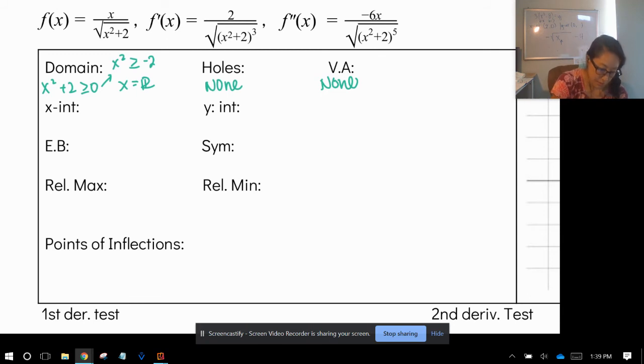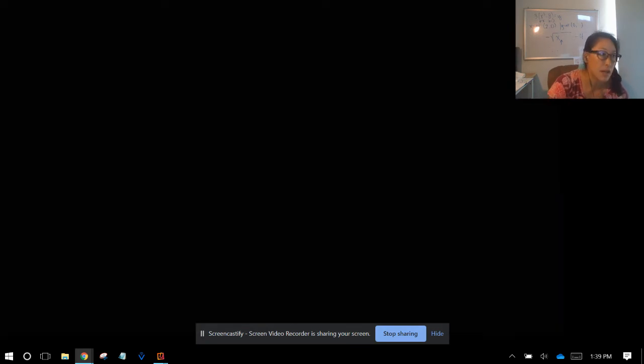All right, so this function, since it has a square root on the bottom, I took the inside, x squared plus 2, and set it greater than or equal to 0. I solved for x, and I realized that I couldn't take the square root of a negative number, and so I know that the domain is all real numbers. Basically, I can't square any number and get a negative underneath the radical. So because the domain is all real numbers, we have no holes and no vertical asymptotes.